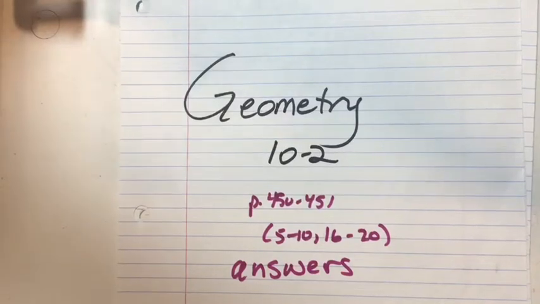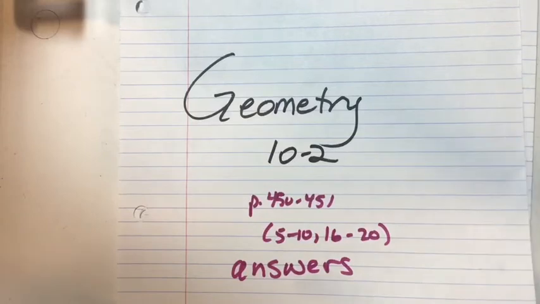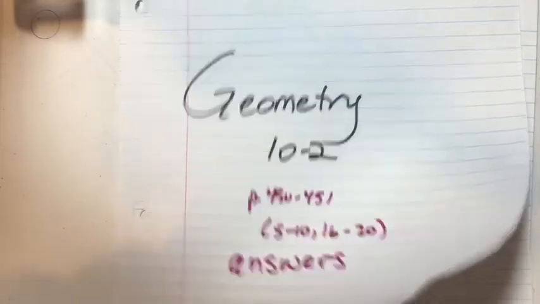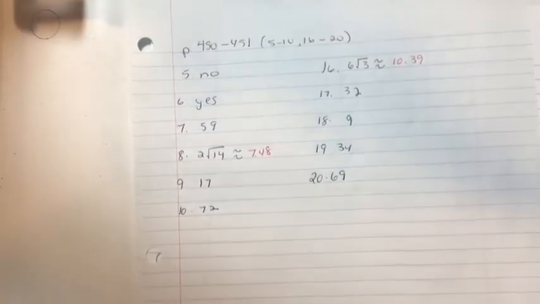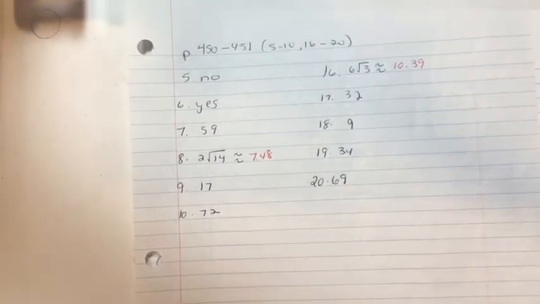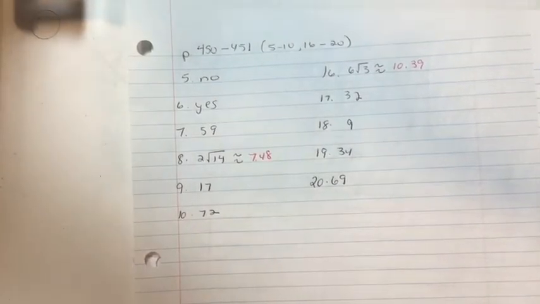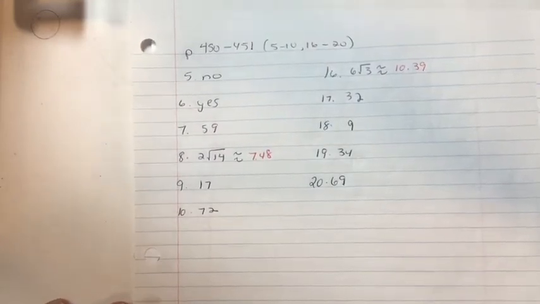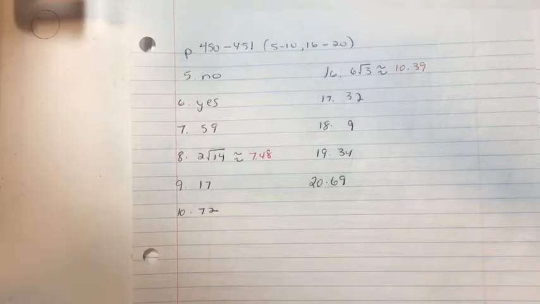Okay, let's check the answers for 10-2. I'll let you check your answers and then fast forward to the ones that you've missed. Number 5 is no. 6 is yes. 7 is 59. 8 is 2 radical 14, and it's okay if you rounded it to 7.5 or 7.48. Number 9 is 17. Number 10 is 72.